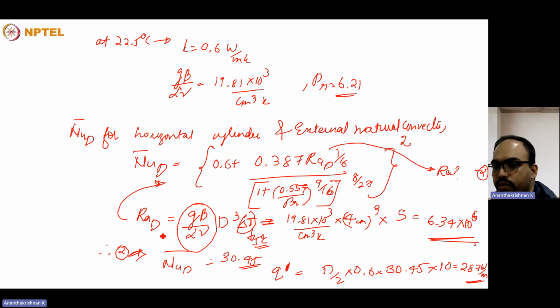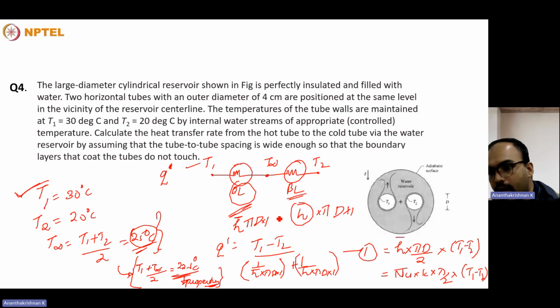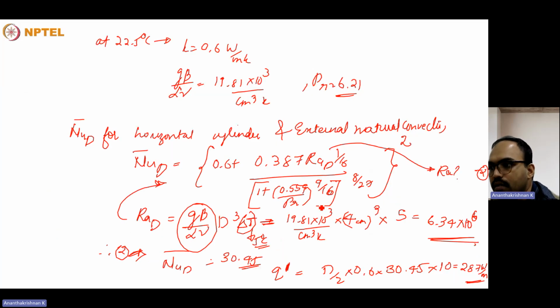And for that, you require the Rayleigh number. The Rayleigh number you have to calculate at the average temperature between the surface as well as the wall. In this case we evaluate the temperatures at 22.5. It can be 27.5 as well, but these properties are almost the same, so we can approximate this to be 22.5 and determine the properties.